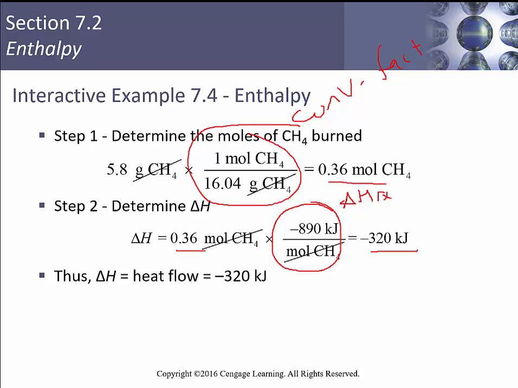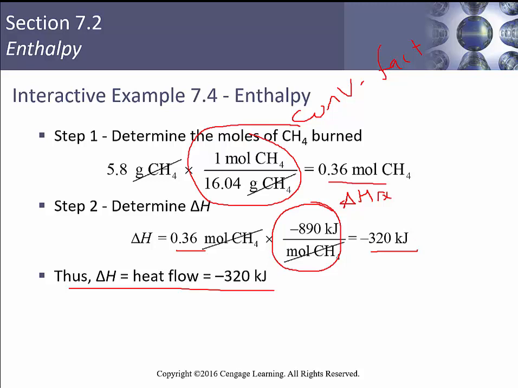So our moles of CH4 cancel out. Our enthalpy of reaction is in kilojoules per mole. We end up with kilojoules at the end. So our heat flow is going to be minus 320 kilojoules. Sometimes it is easier just to work with the magnitude, and then figure out the sign of the heat flow at the end.